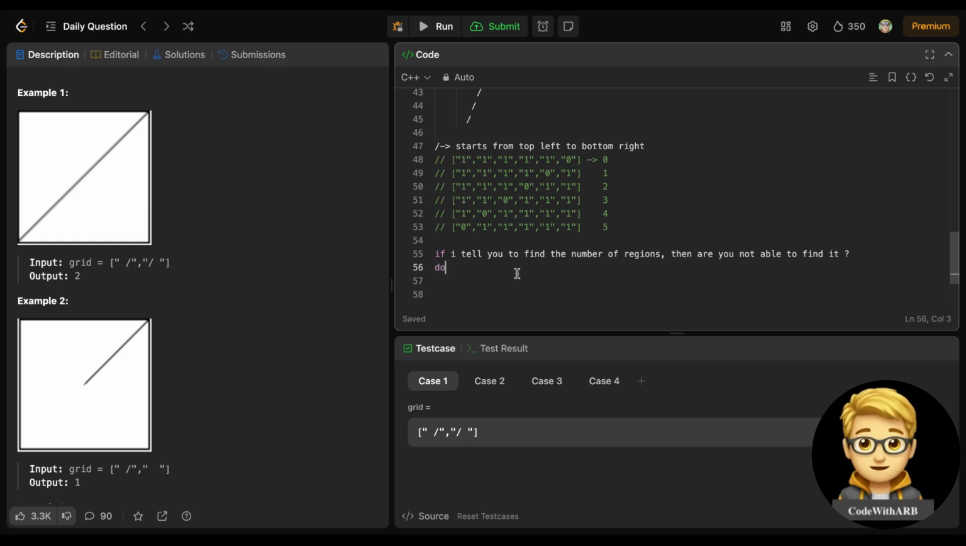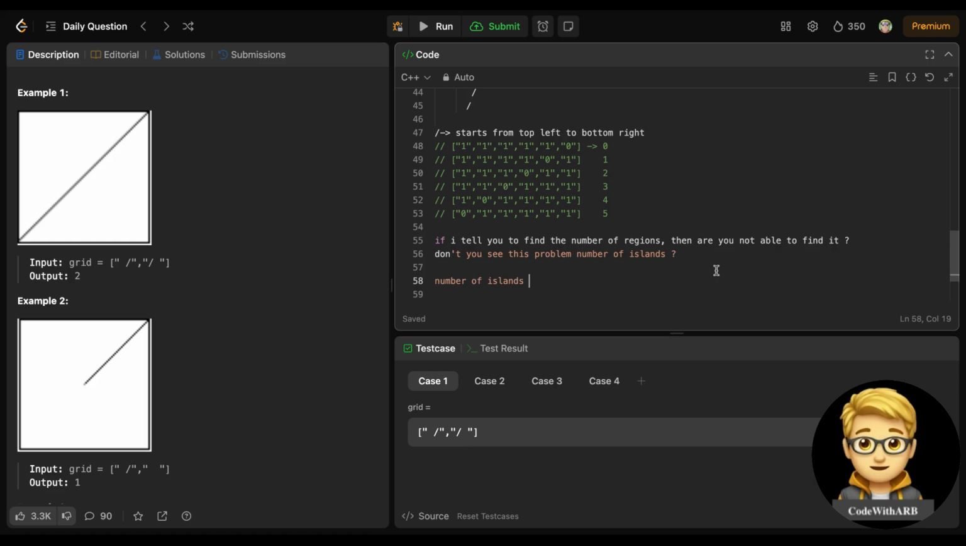Don't you see this problem as number of islands? Have you solved this problem? If not, I suggest you solve it. I will put the link of this. I have also made a video on this, so solve it or watch the video first, and then come to this. This is the same problem.